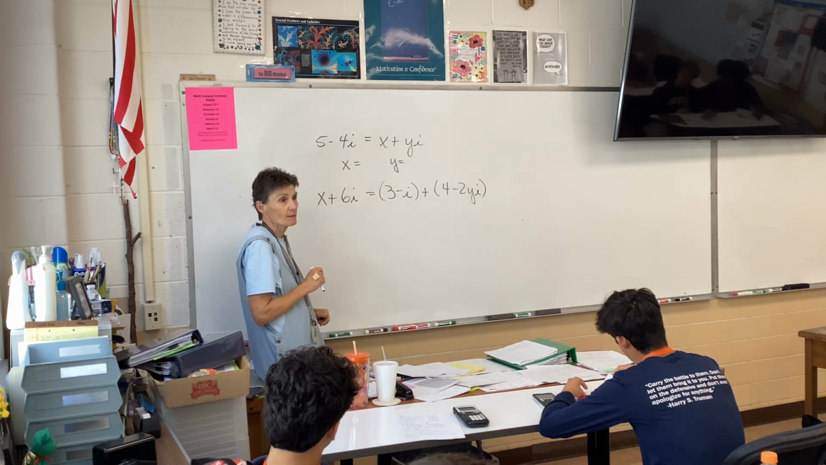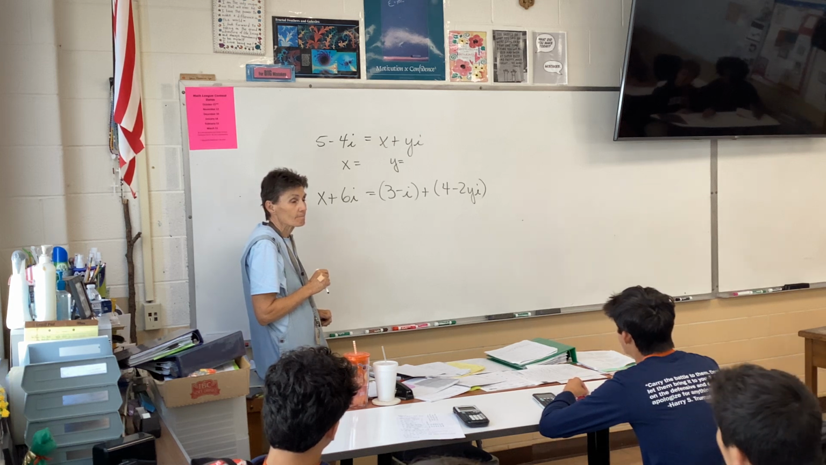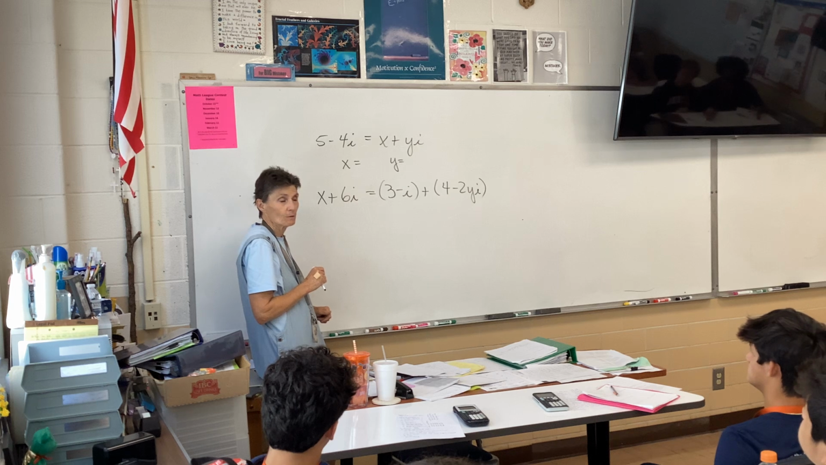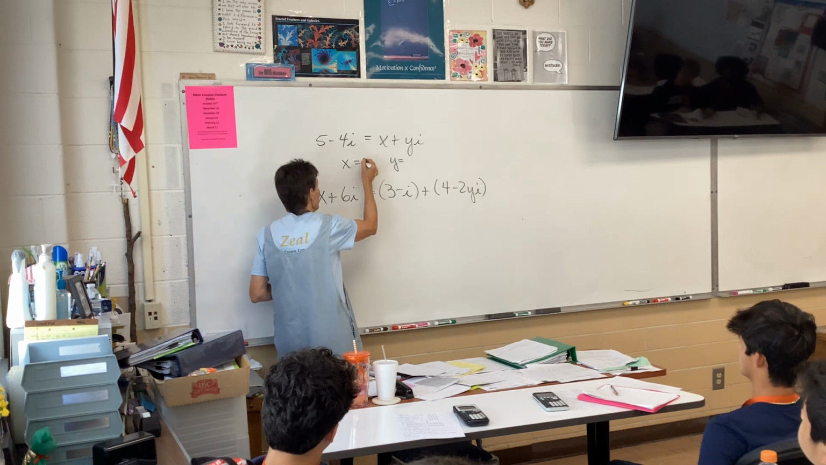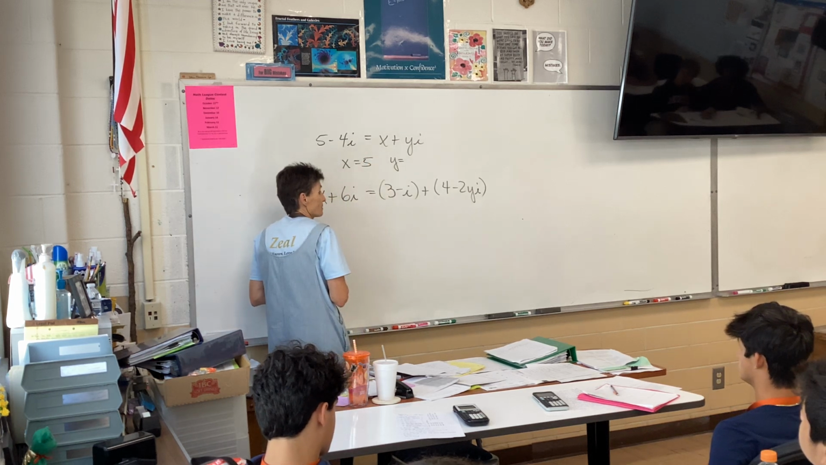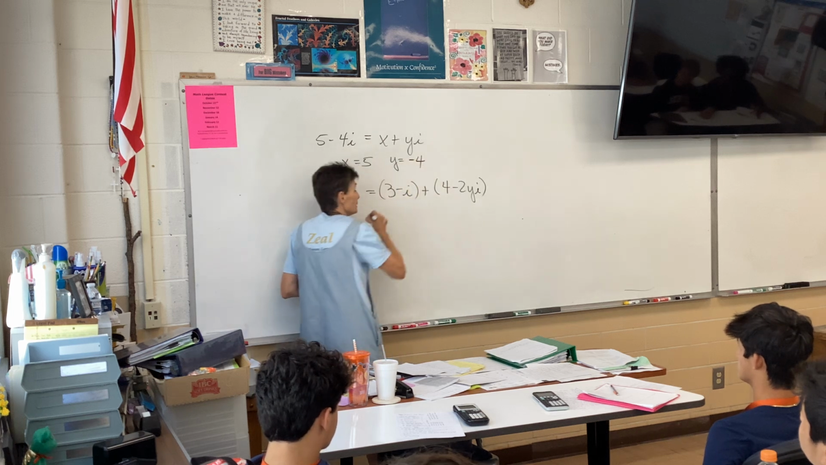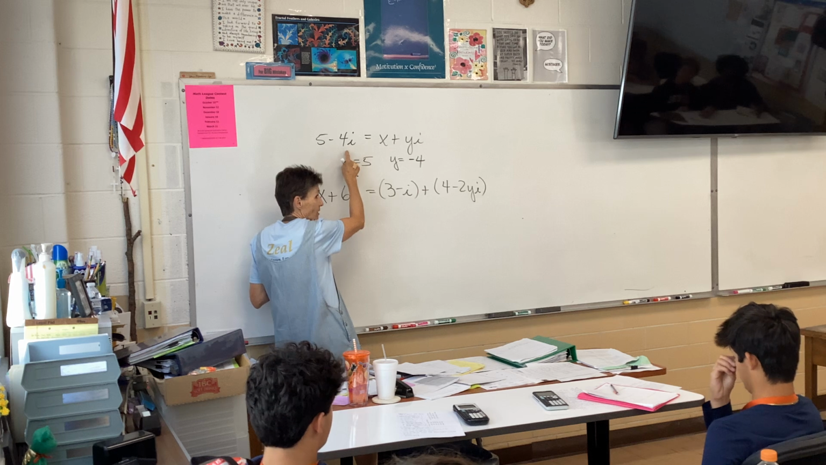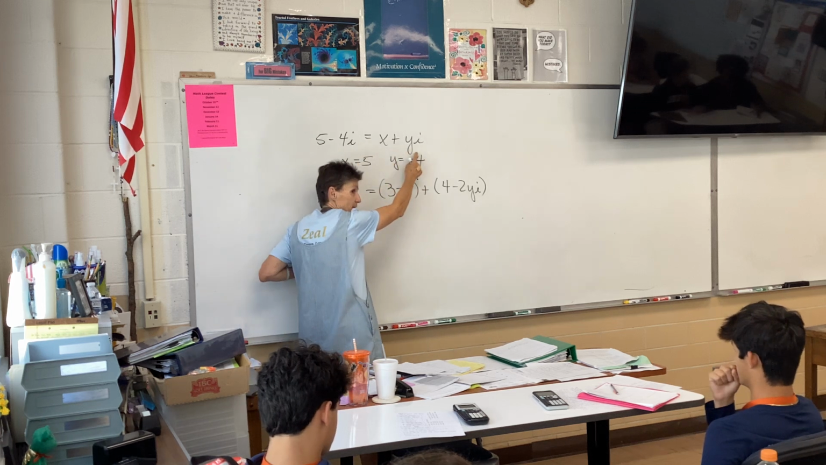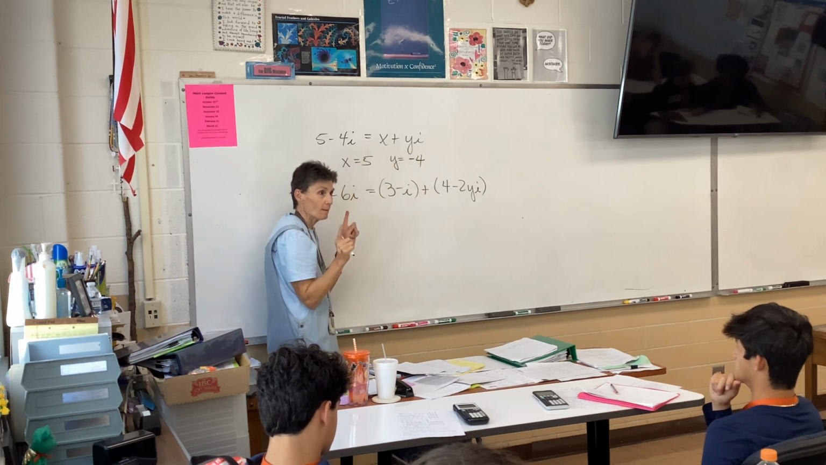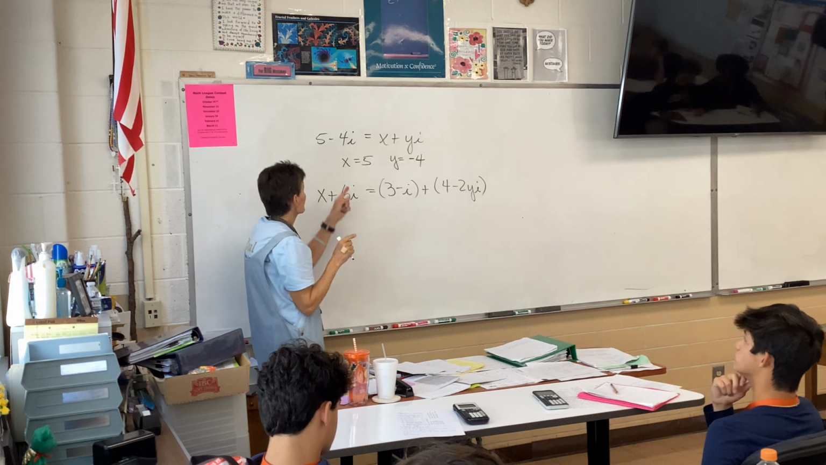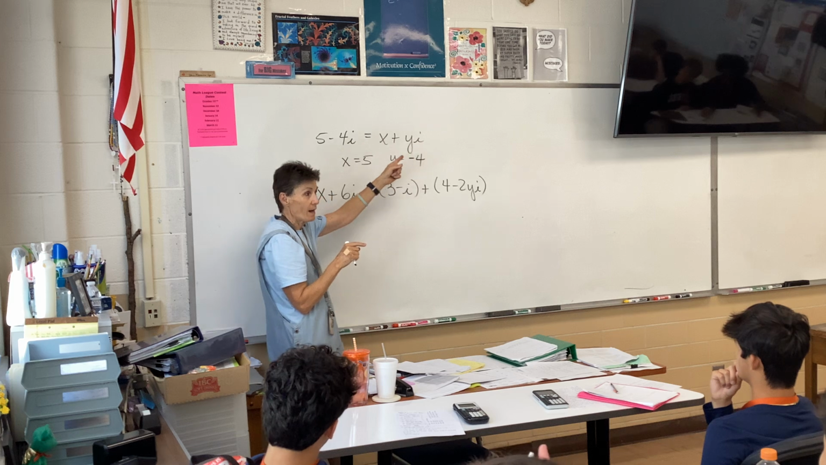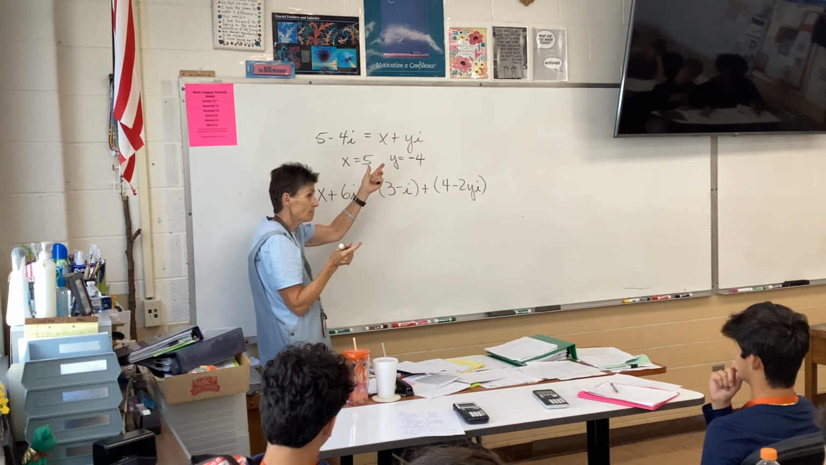X equals, not 0, someone said 0, no? 5. And y equals? -4. -4. Take a look at it, guys. See how there's an i on this side and there's an i on this side? Those have to match up. So -4 has to be the same as y, so y is -4.